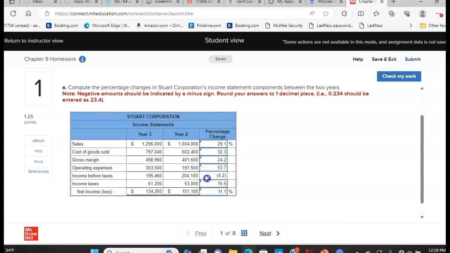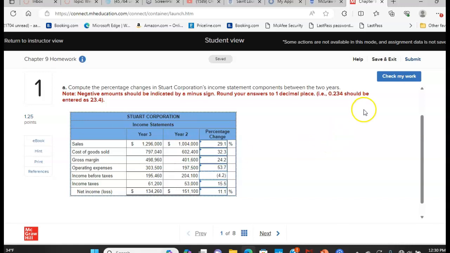I want to go back to my income before taxes because I think my decimal was in the wrong spot. So again, it was 204,100 minus the 195,460, which gave us 8,640. 8,640 divided by the 204,100 gave us 0.0423, and when I change that to a percent, yep, that's going to be right. It's going to be that 4.2%, but that's going to be a negative.